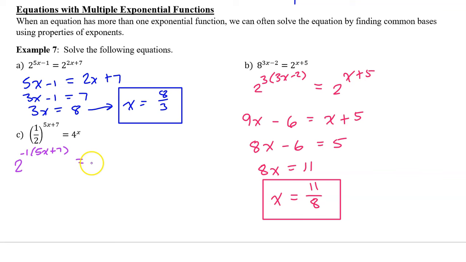4, of course, can be written as 2 to the second power. And then the x gets multiplied right here. Now that we have like bases, we can set the exponents equal to each other.